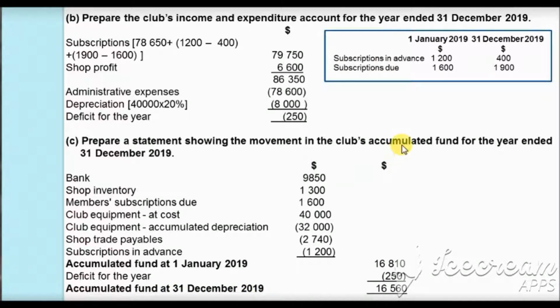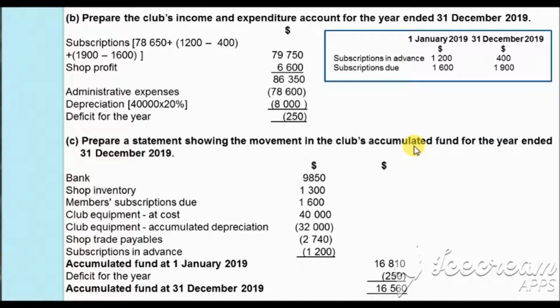So to begin with, first we have to calculate the accumulated fund. What is accumulated fund? When we are dealing with a sole trader or partnership, we call this capital. However, when we are dealing with a not-for-profit organization, the term used for capital is the accumulated fund. And how do we calculate the capital? We know from the accounting equation that assets equals capital plus liabilities. If we take the liabilities to the other side, capital will be equal to assets minus liabilities. So here we will take all the current assets, then the non-current assets, and subtract the liabilities so that we can get the accumulated fund.